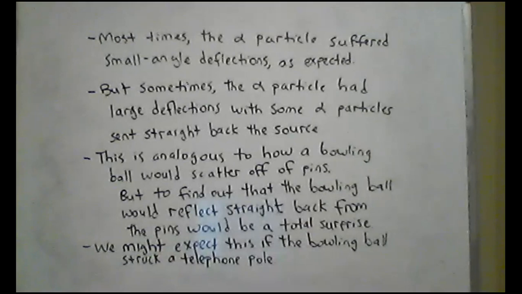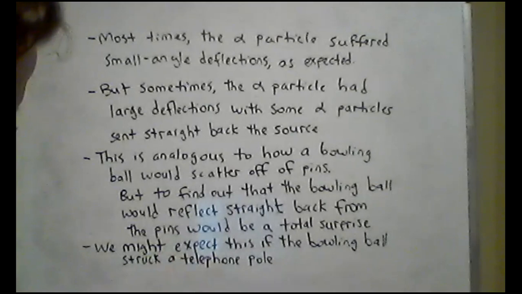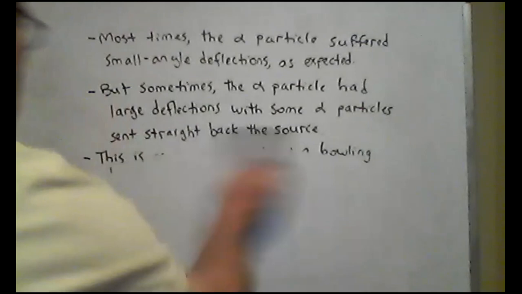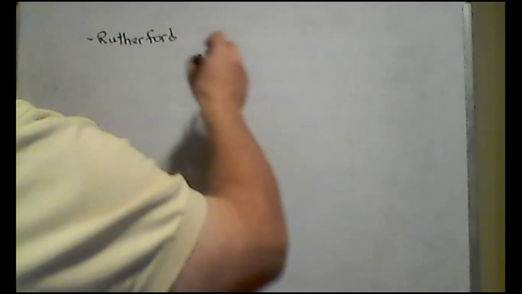And so essentially what Rutherford is able to see with these large angles is that, in further detail analysis, the gold nucleus is very small compared with the total atom. So the plum pudding model is incorrect. So Rutherford did further analysis.